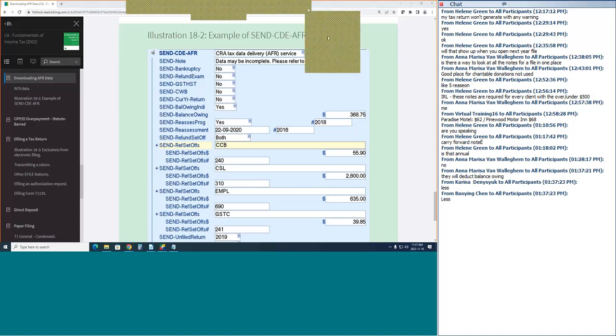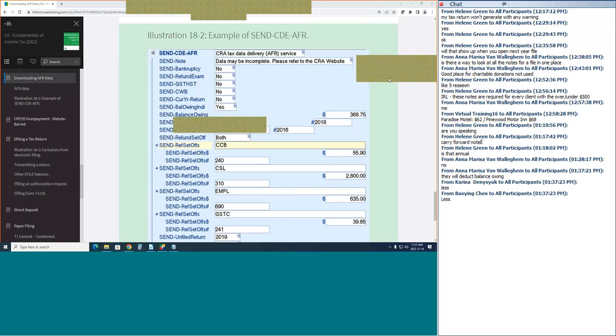So I'm going to circle some things here, and I'd like you to tell me what you think they mean. So I'm going to annotate for myself, and I'm going to circle the first one. I'm going to give you this one here. So this one here, this line where it says send reassess progress, yes, 2018, what does that mean? What is the CRA currently in the process of doing?